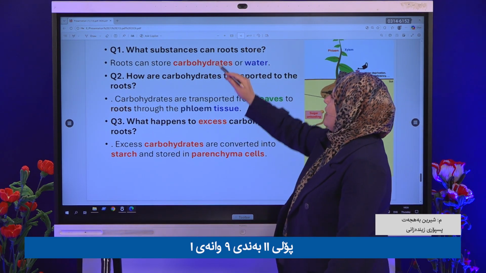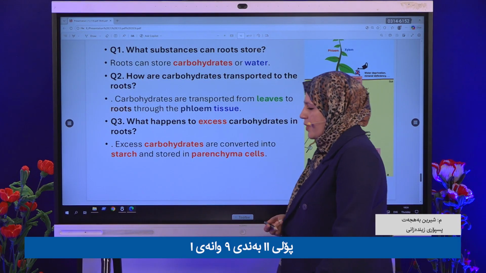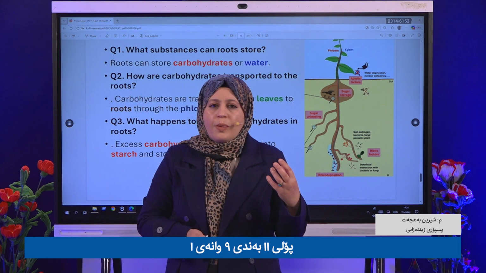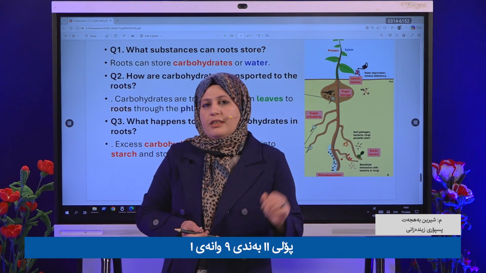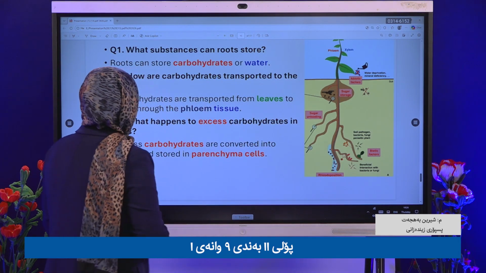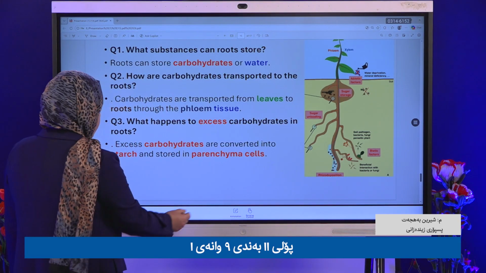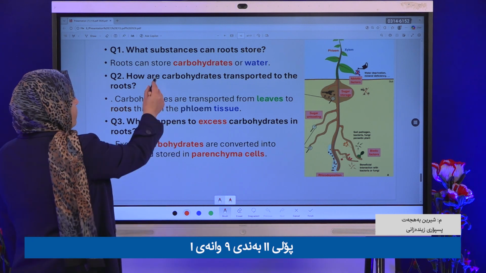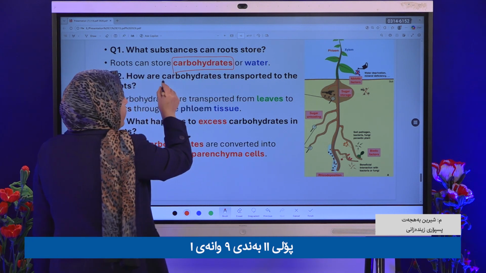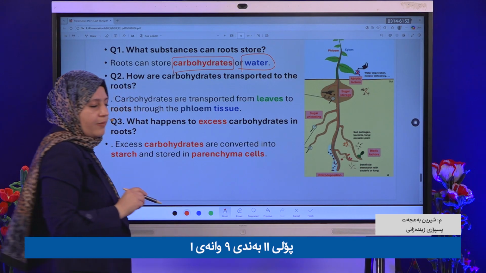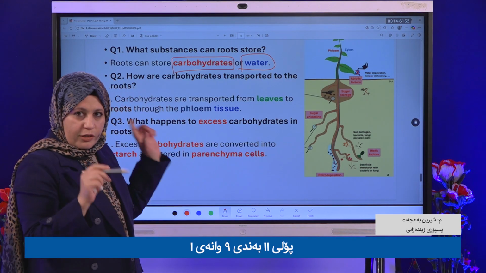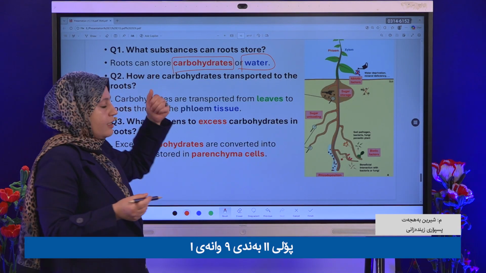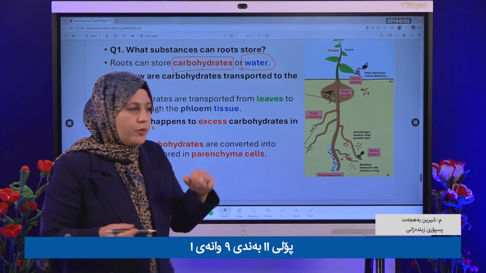What substances can roots store? For example, carrot and potatoes are a type of what? Type of stem or roots. Of course, it's a type of roots. Okay. Look at it. Roots can store what? Carbohydrate or water. Roots, it's very important, especially for the exam, focus on it. Roots can absorb or store carbohydrate or water.